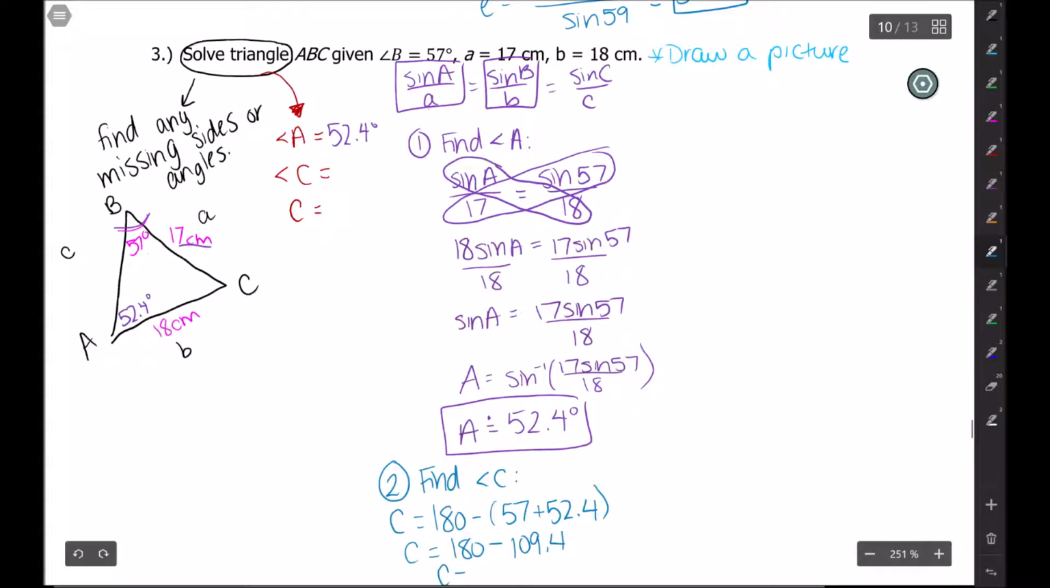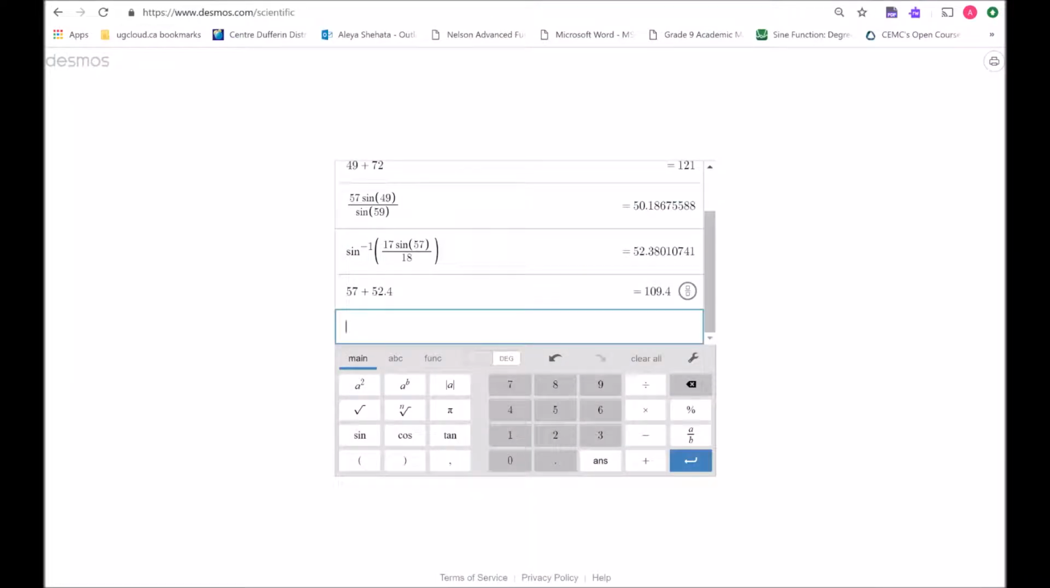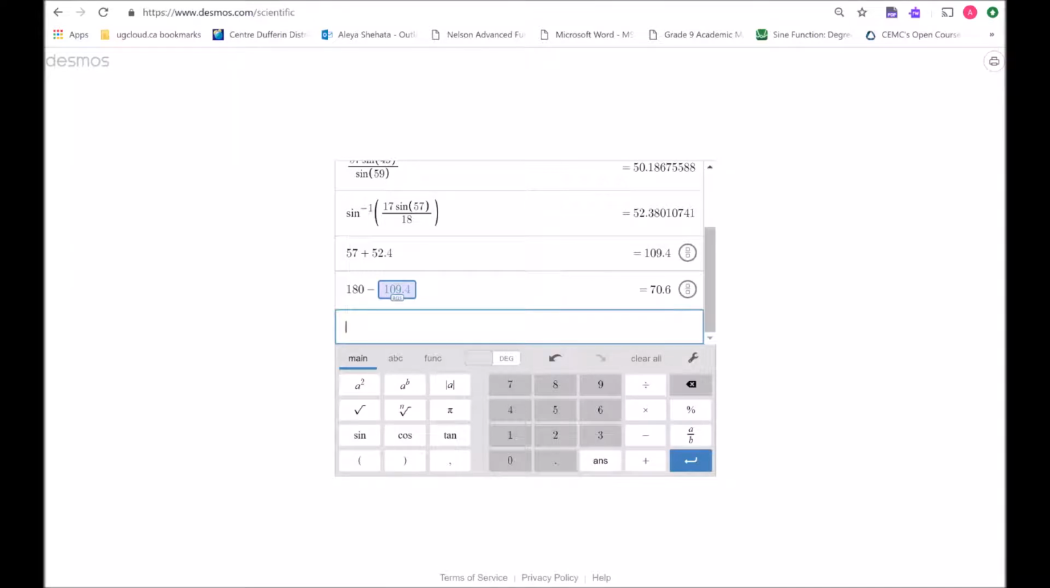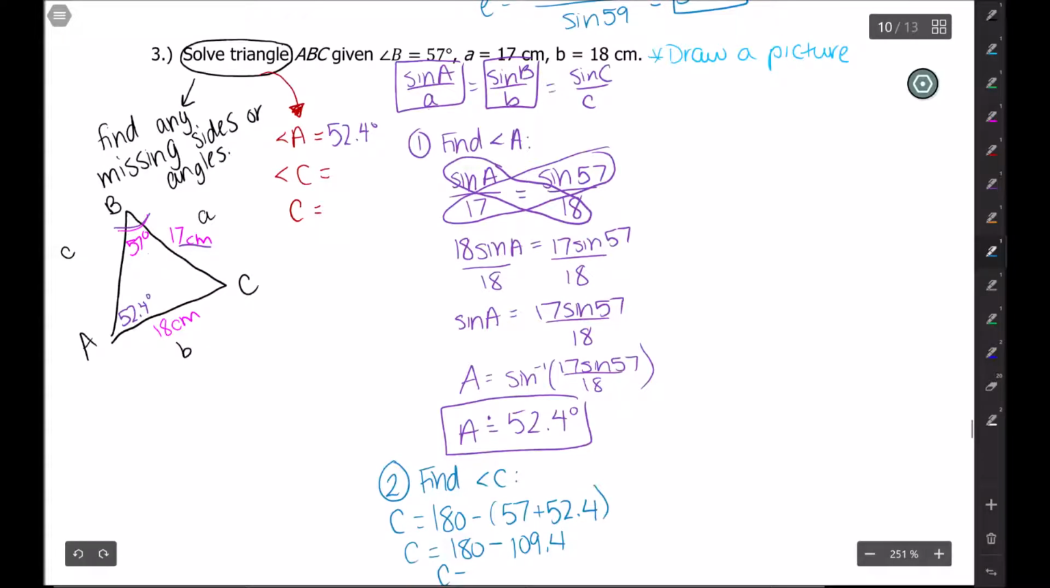So I'm going to subtract that number from 180. One thing I want you to be aware of is you can just do minus your answer, which is what you got from the previous answer, and that's equal to 70.6. So C is equal to 70.6 degrees. Okay, so we've got another piece of information here, so now we can label this in here as 70.6 degrees. Step 3 is going to be to find side C.